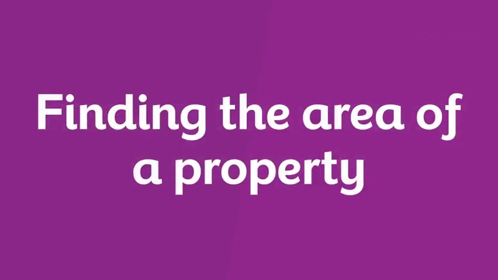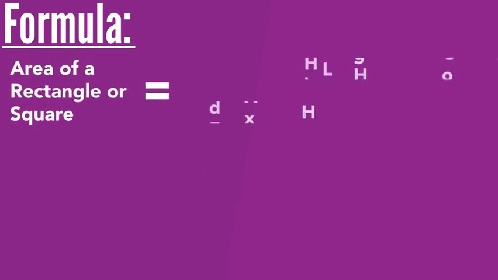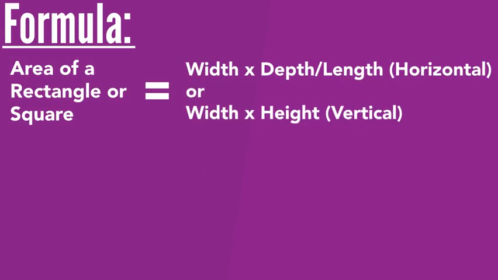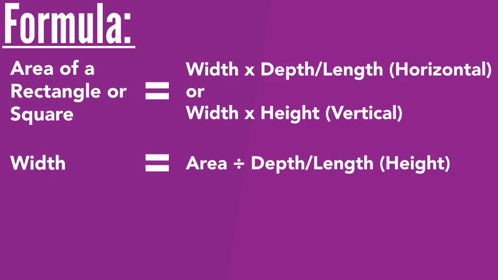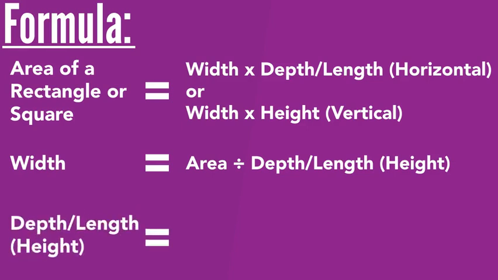When a rectangular lot is described using its dimensions, such as 150 feet by 300 feet, the first dimension is the width of the lot, and second dimension is the depth of the lot. Depth means how far back the lot goes if one is standing in front of it. Formula. Area of a rectangle or square equals width times depth or length, horizontal, or width times height, vertical. Width equals area divided by depth or length, height. Depth or length, height, equals area divided by width.